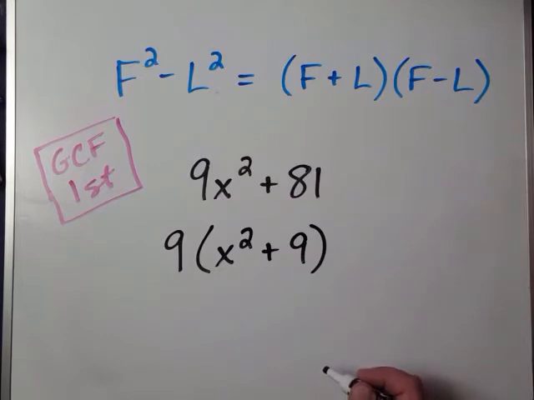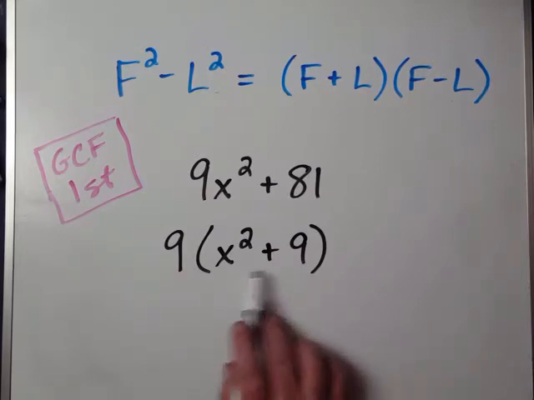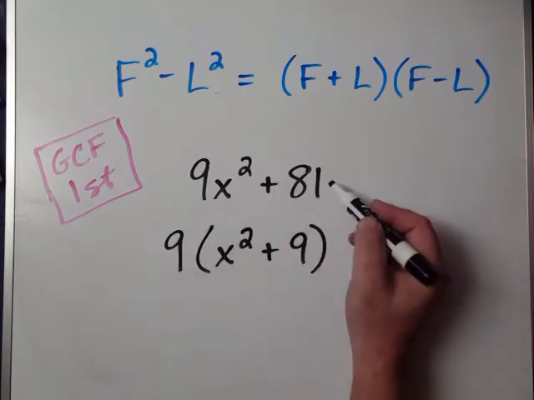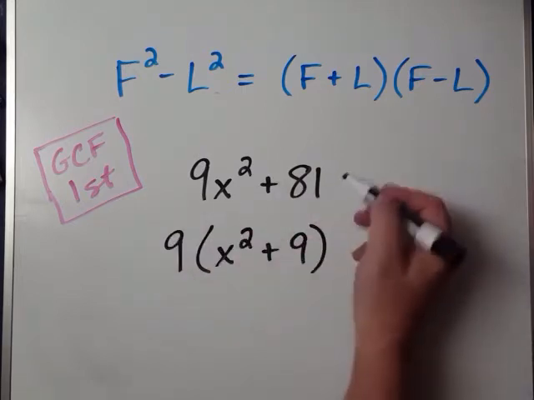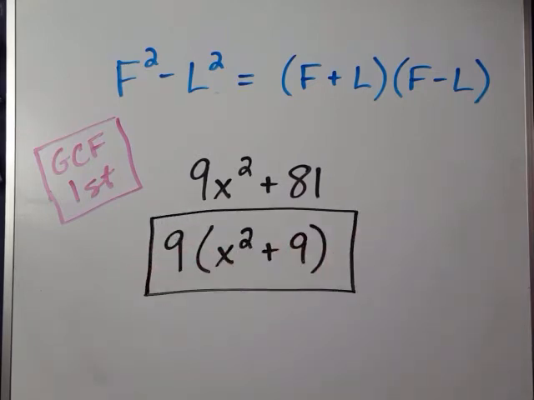Now, will this factor any further? No, it won't. I've factored out the greatest common factor, and what's left is a sum of squares. That sum of squares is prime, but I've already factored this binomial once. The original binomial is not prime. I was able to factor out a 9. So there's my final answer.